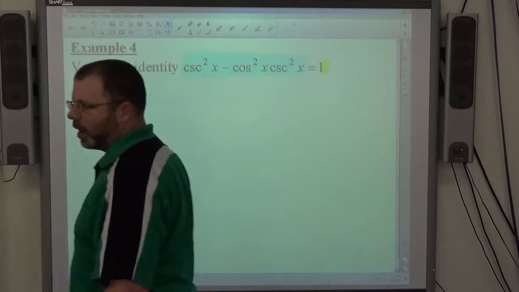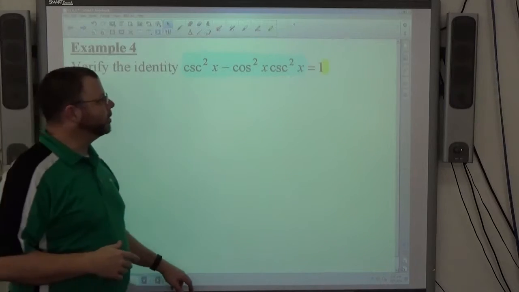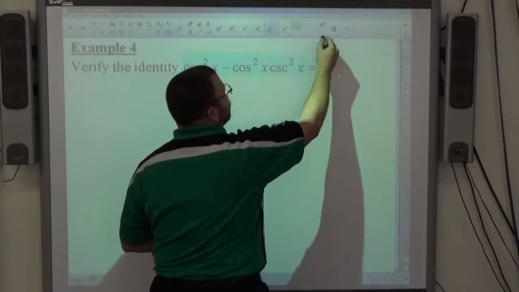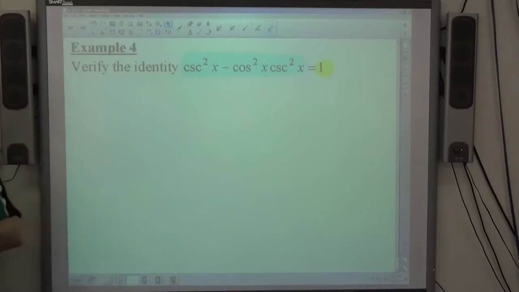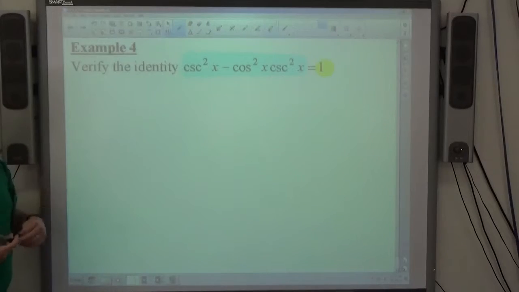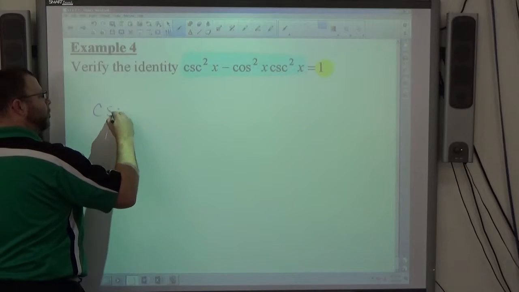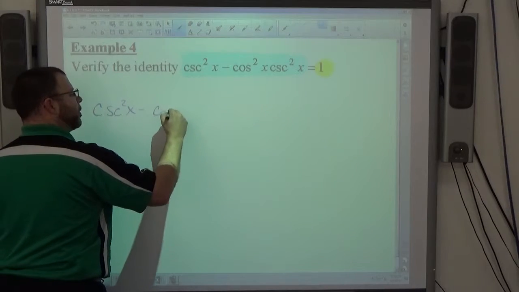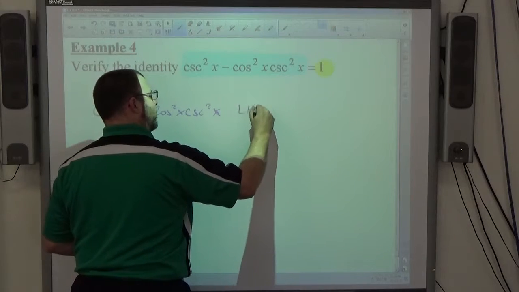What I told you on Monday was we look for the one that has more stuff you can do to it. So which one's uglier? The blue highlight looks a lot uglier than the yellow highlight, right? The one's pretty simple, where the rest of it's pretty complicated looking. So as far as deciding which side to work with, I would pick the left-hand side in this case. The first thing I would write on my paper would be the left-hand side: cosecant squared x minus cosine squared x cosecant squared x.